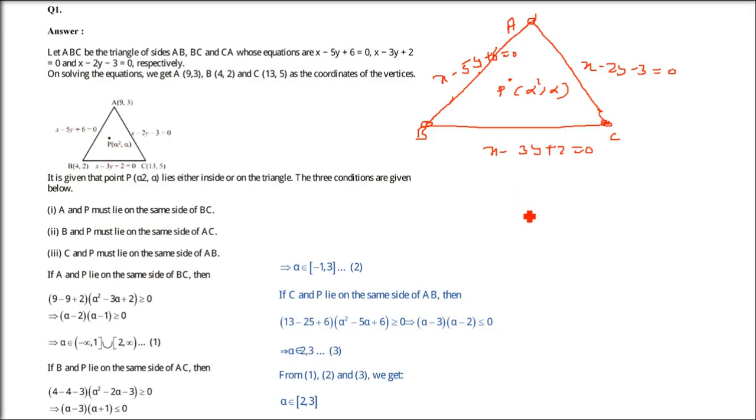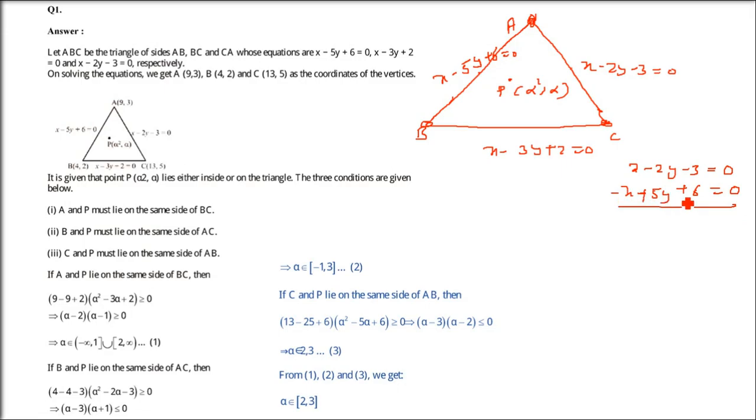So we have to find the intersection of lines. One of the points I am going to show you, and then point 1, point 2, point 3. These 3 points are necessary to check for the further conditions. So x minus 2y minus 3 equals 0. I am trying to find out point A. And x minus 5y plus 6 equals 0. Let us solve it.